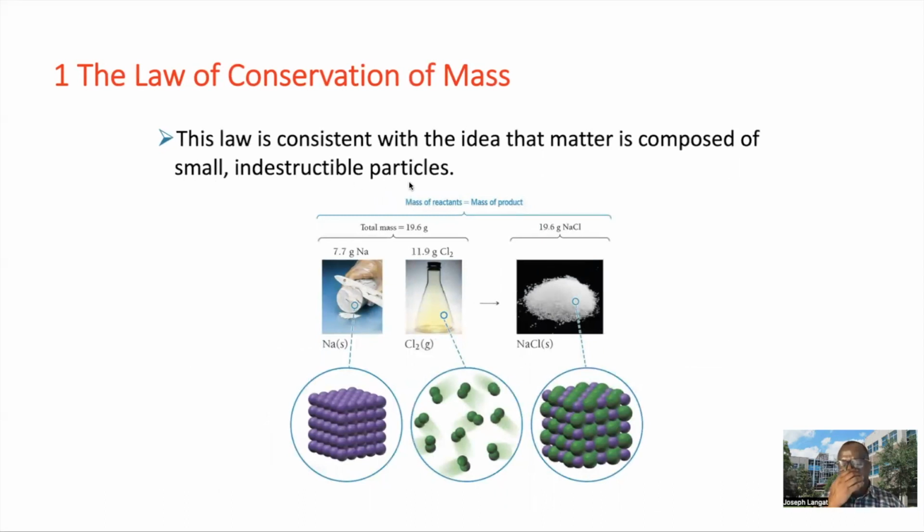This explains why, if you think of the mass of the reagents and the mass of the product, you have to look at the total mass before and the total mass after. The mass of sodium and the mass of chlorine before you react is 19.16. The mass of sodium chloride produced from the 2 reagents is exactly the same as the combined mass of the reagents. This is basically the law of mass conservation. You should always remember that.